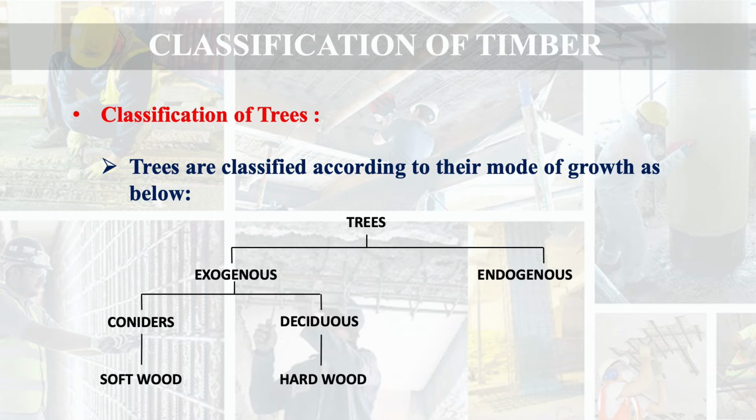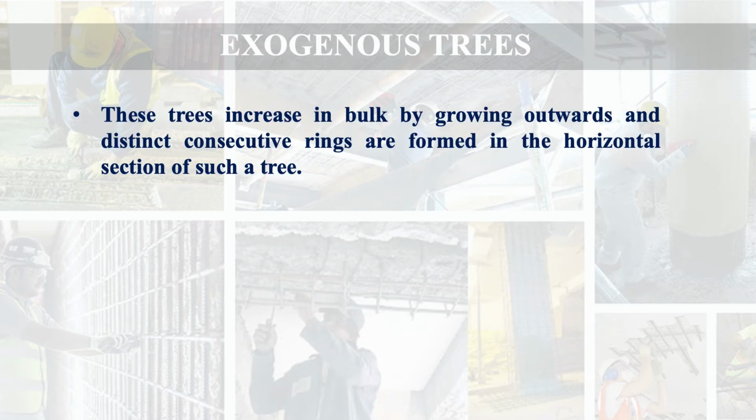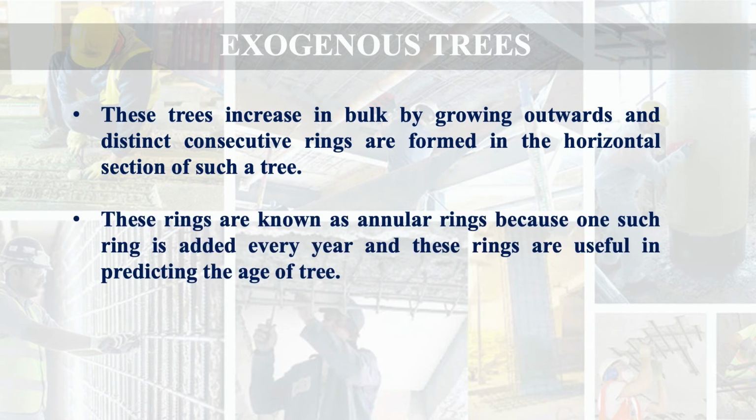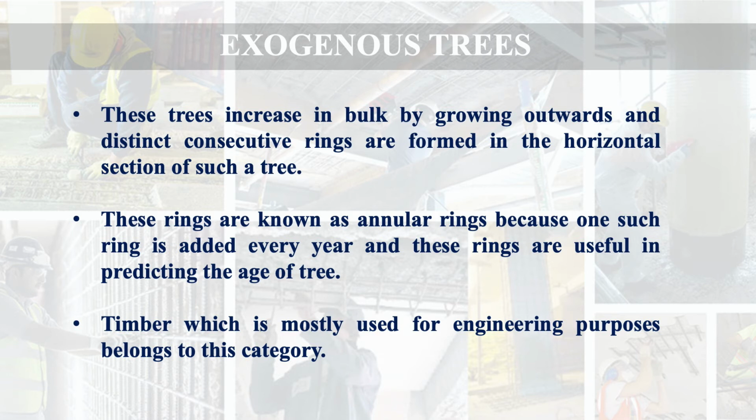Now let us elaborate on exogenous trees. These trees increase in bulk by growing outward, and that is why their name is exogenous trees. And distinct consecutive rings are formed in the horizontal section of a tree. These rings are known as annular rings because one such ring is added every year, and these rings are useful in predicting the age of a tree. You can easily predict the age of a tree by counting the number of annular rings. Timber, which is mostly used for engineering purposes, belongs to this category.